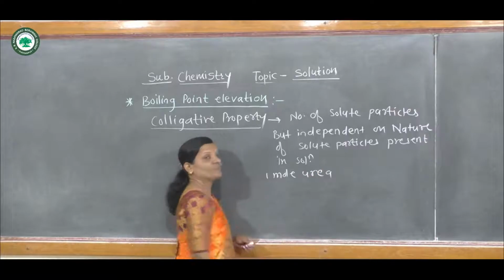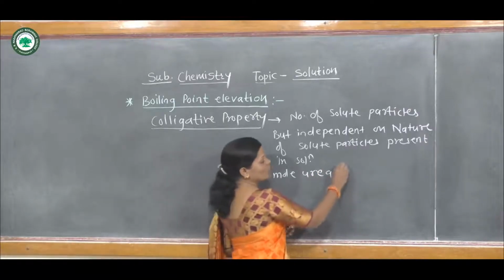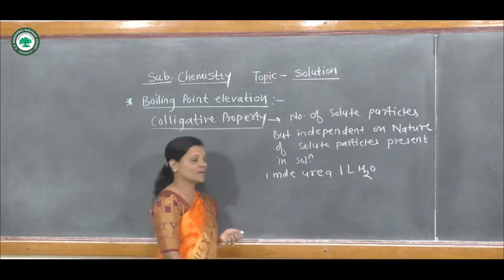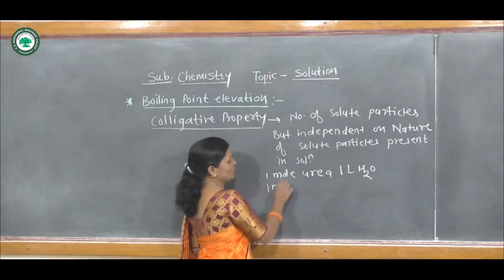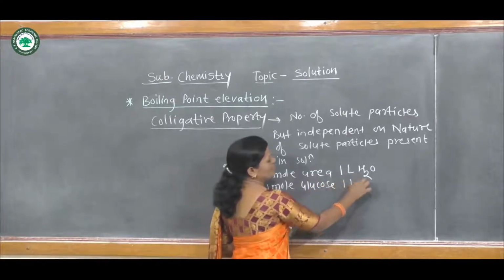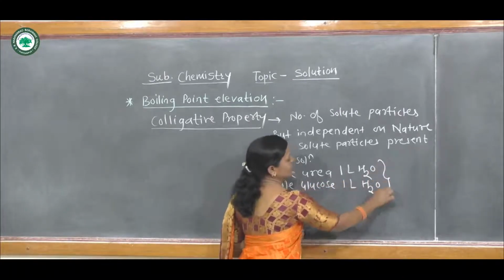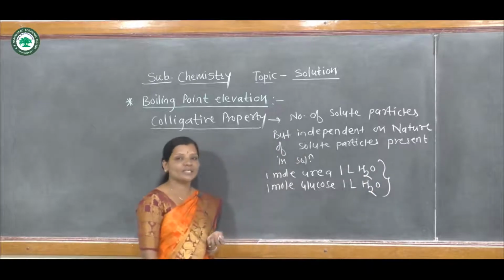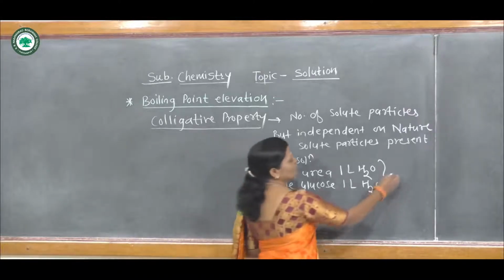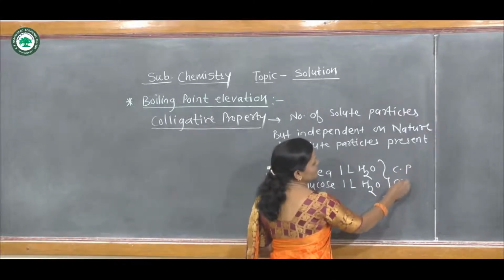Now let us see, for example, if we consider 1 mole urea present in 1 liter water, and also another solution of 1 mole glucose in 1 liter water. Here volumes are the same, molality is also the same. And if we measure the colligative properties of both these solutions, then the colligative properties are the same.